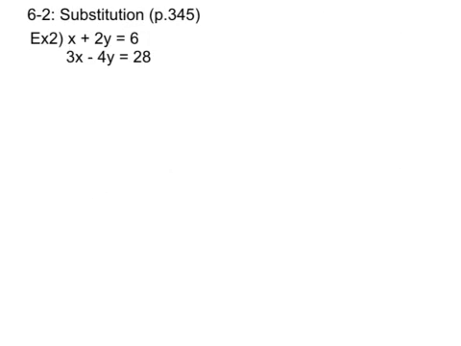So now we have example 2 on page 345. Now this one is a little bit trickier because it does not start out in slope-intercept form, so it doesn't tell me what y equals right off the bat. So I need to choose to solve for either x or y.